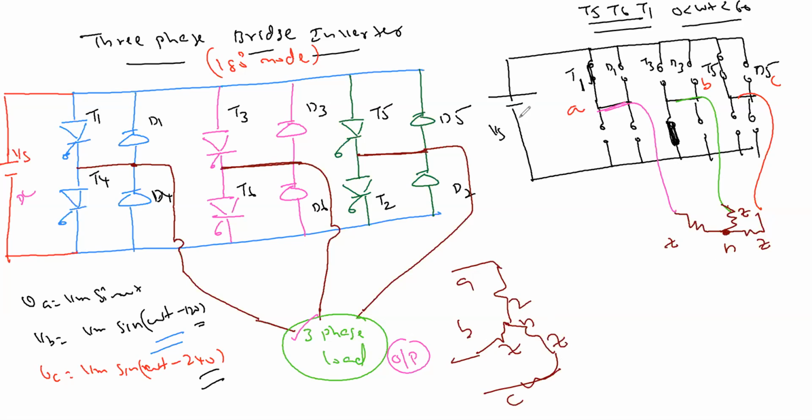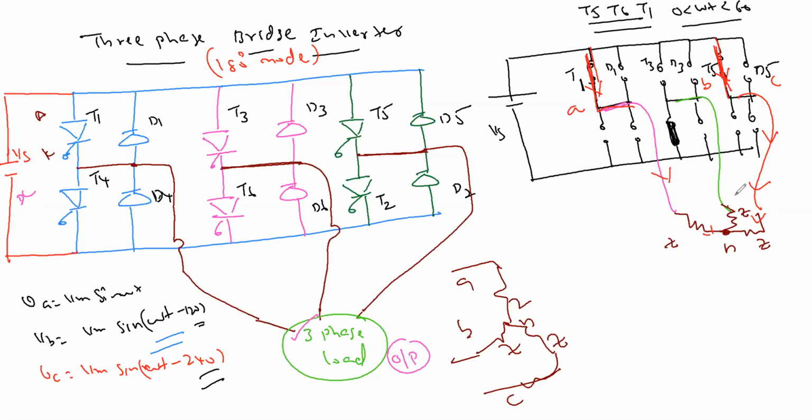Now look at how the current flows, this is Vs. The current in an SCR must go from anode to cathode. So the current is going through this T1, and the positive SCRs conduct. Current is coming to T5 in this direction, the positive direction, and both currents will come like this. Please understand.